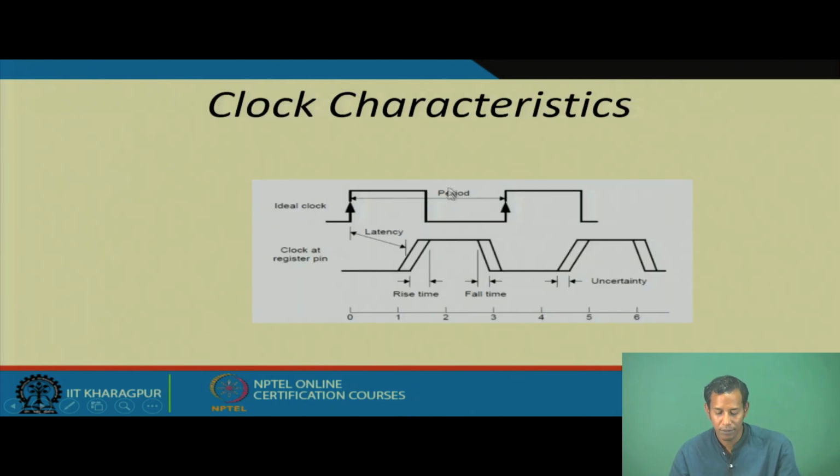Generally, if I consider an ideal clock, the transition from 0 to 1 and 1 to 0 are instantaneous, that means just vertical, but in actuality the clock at the register pin is something like this. So, from the ideal one to the real one, this is the latency of the clock which we have already discussed. And then we need some time from 10% to 90%, that is the rise time, and from 90% to 10%, which is the fall time.